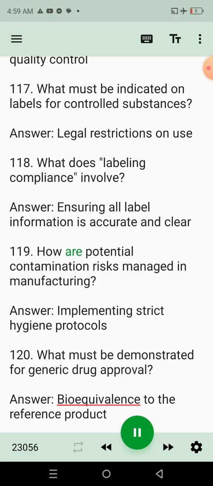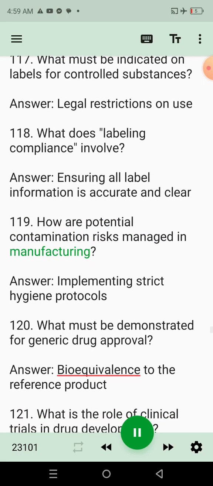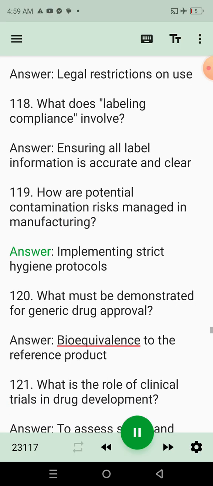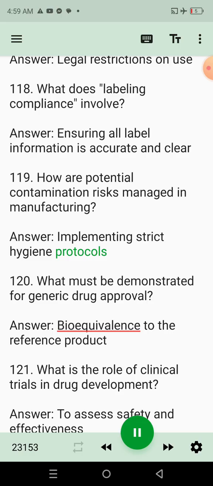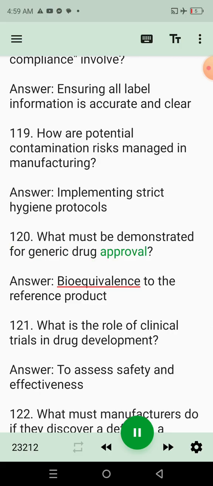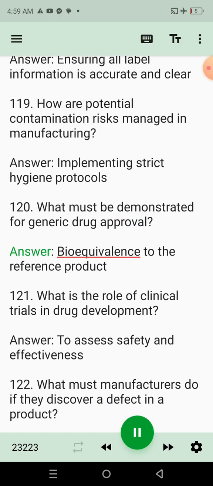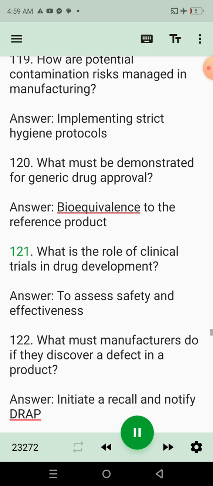119. How are potential contamination risks managed in manufacturing? Answer: implementing strict hygiene protocols. 120. What must be demonstrated for generic drug approval? Answer: bioequivalence to the reference product.